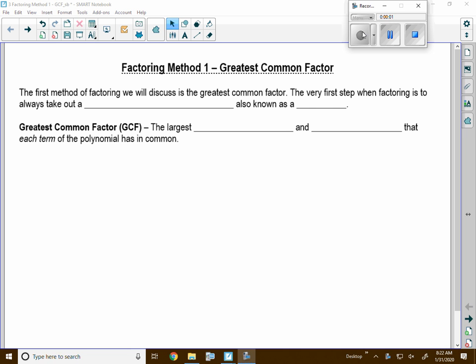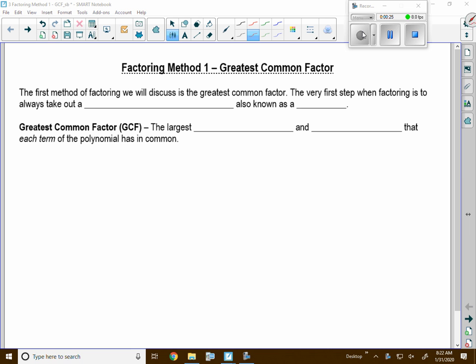We ended the lesson yesterday dividing out like terms. So we are going to apply that to GCF today. Okay, so we're going to apply that idea. This is the very first type of factoring that we are going to do. We call it greatest common factor, or GCF.